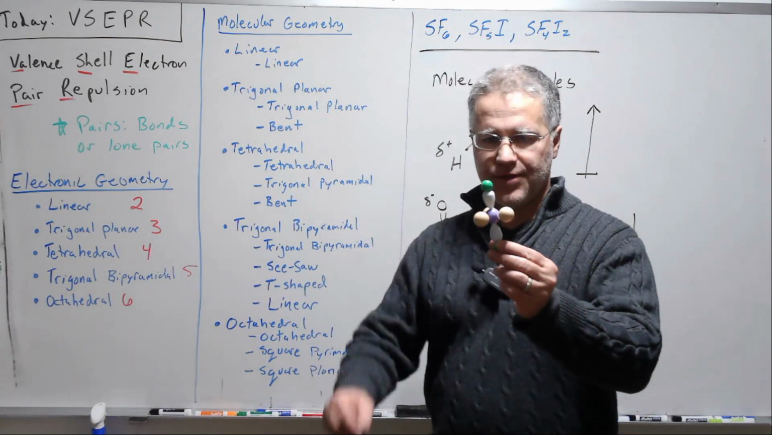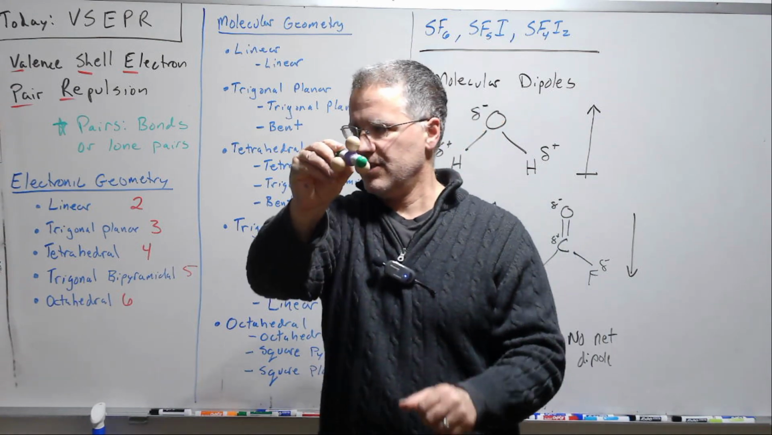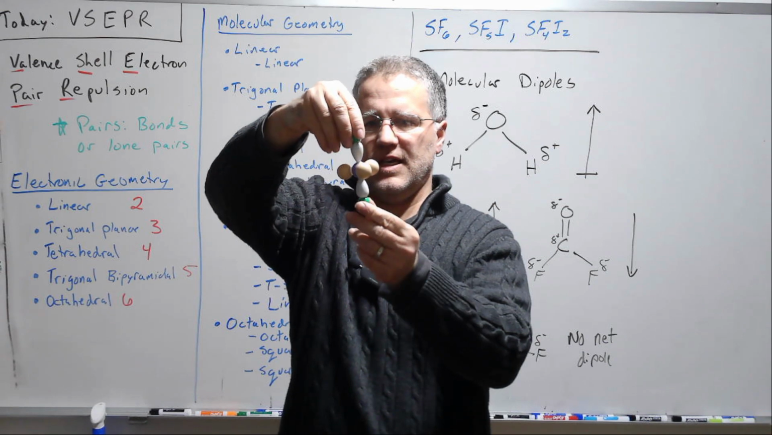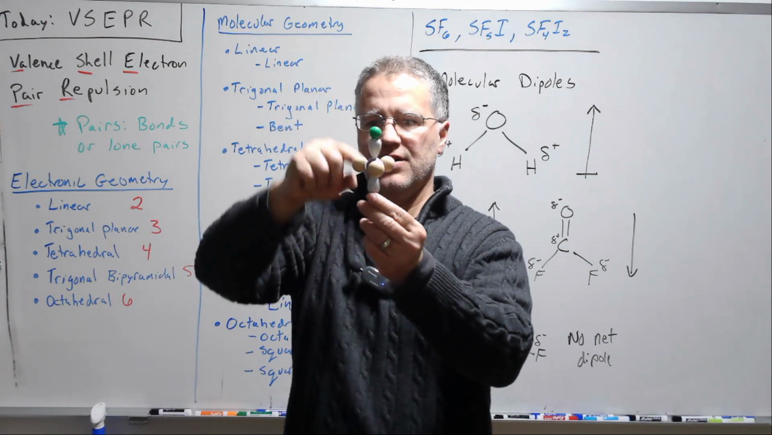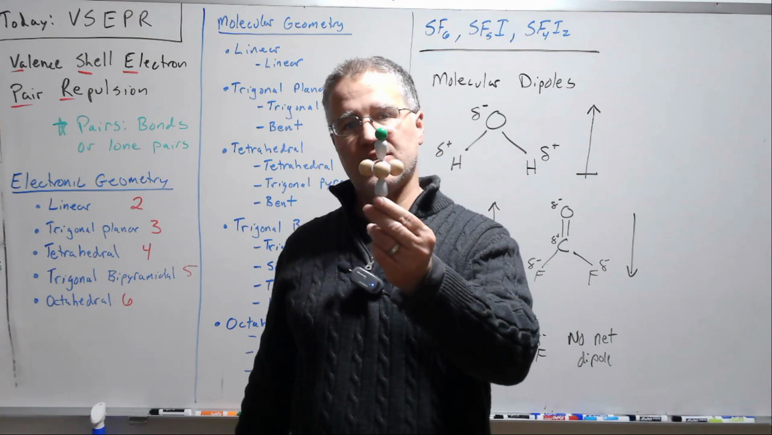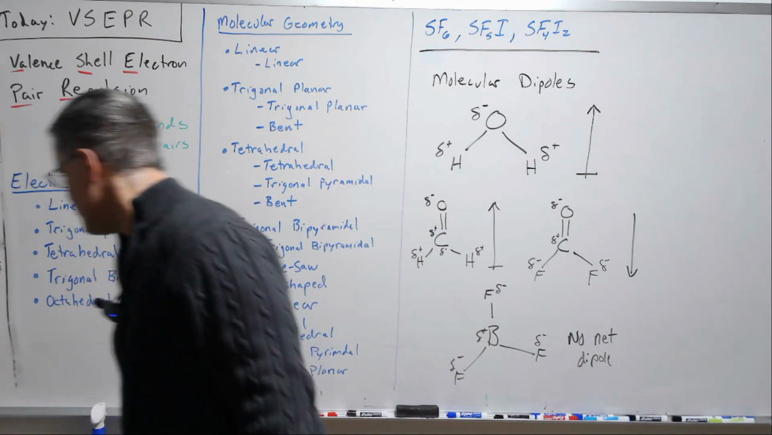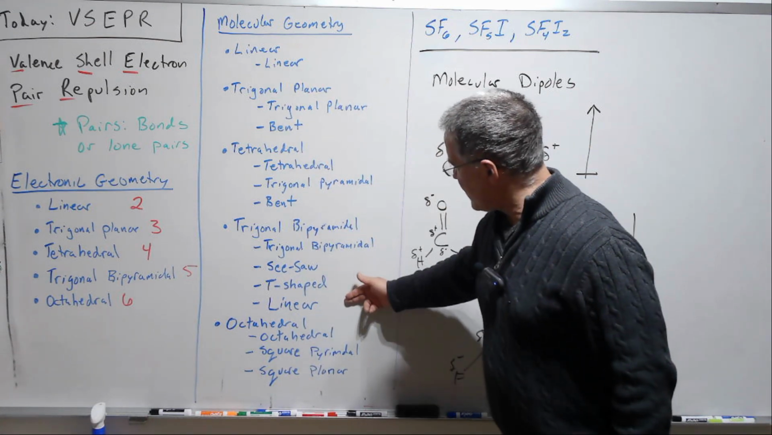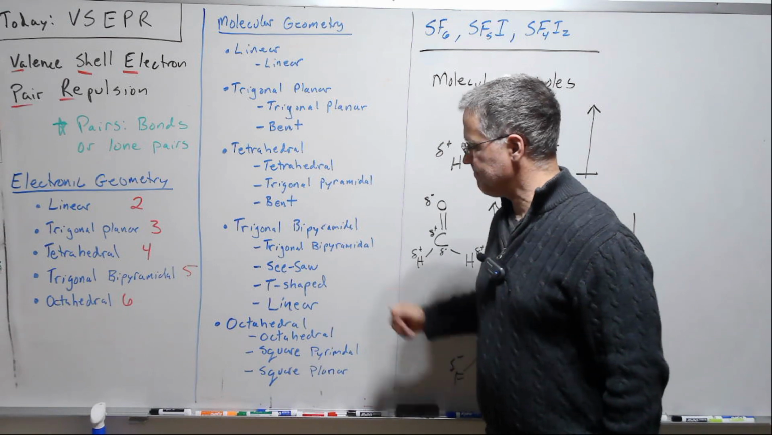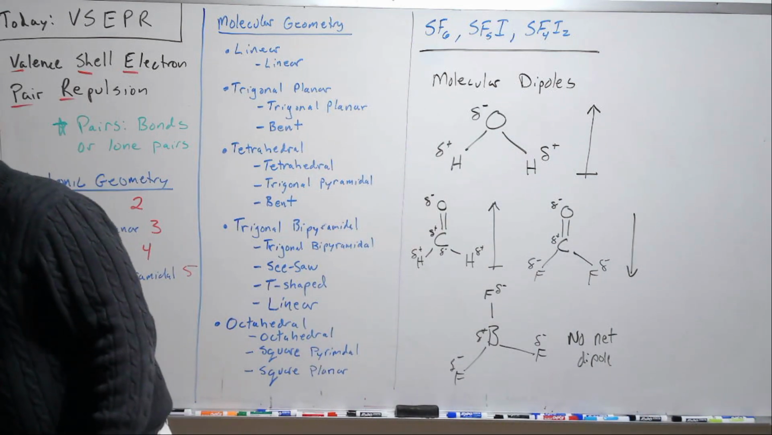And now let's put in all three. Well, they're going to certainly be in the trigonal planar position here, so all equatorial. And then the axial sources of electron density are the bonds, and so that's linear. So we get another linear subgeometry, but it's under the trigonal bipyramidal electronic geometry. So trigonal bipyramidal, linear.